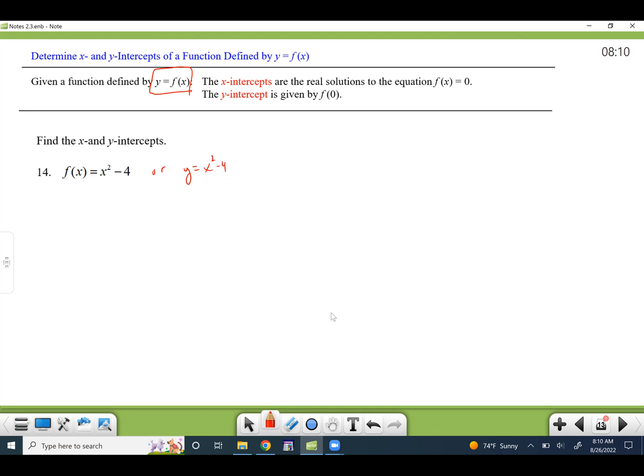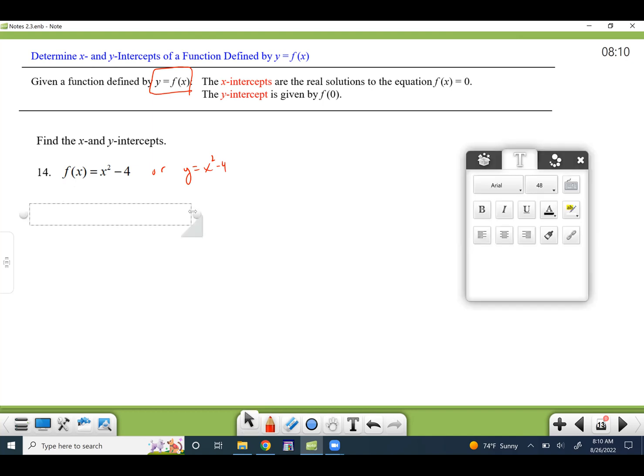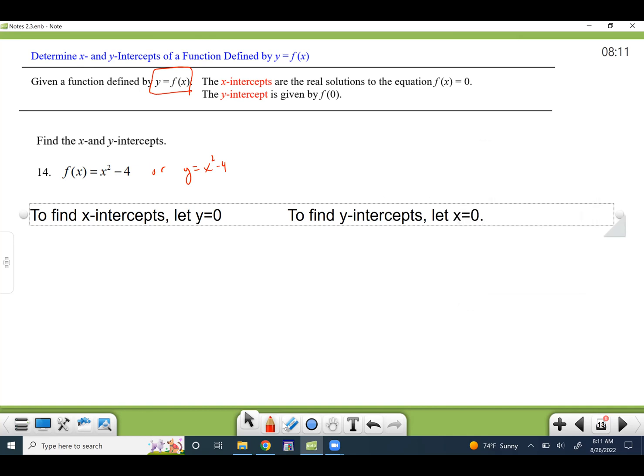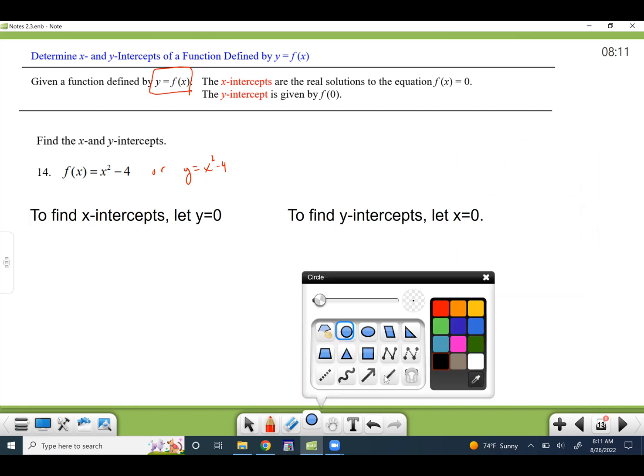So last time we learned that if we want to find x-intercepts, we let y be 0. And if we want to find y-intercepts, we let x be 0, right? To find x-intercepts, y equals 0. To find y-intercepts, let x be 0. So that's going to be our plan of attack on these, you guys. So let's do that.